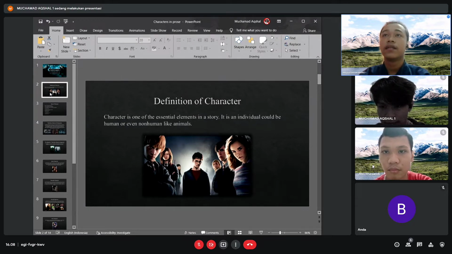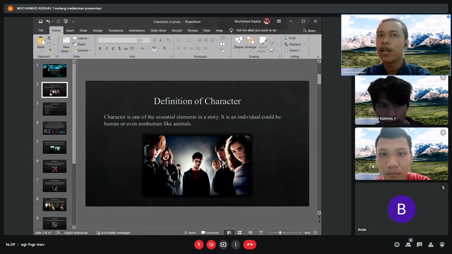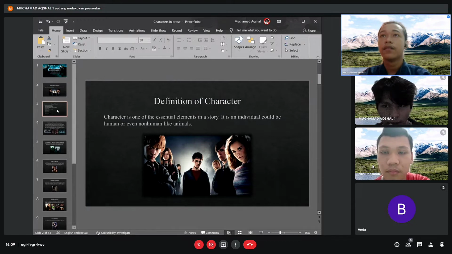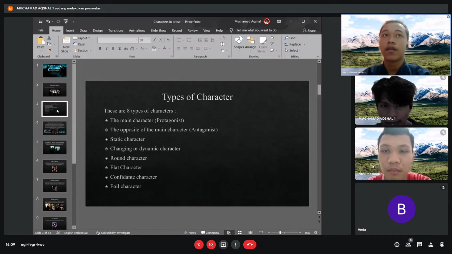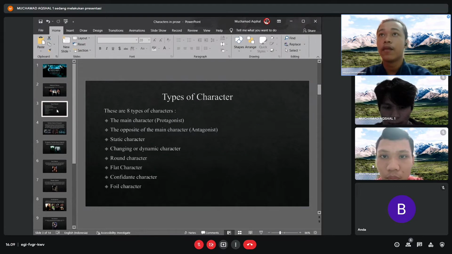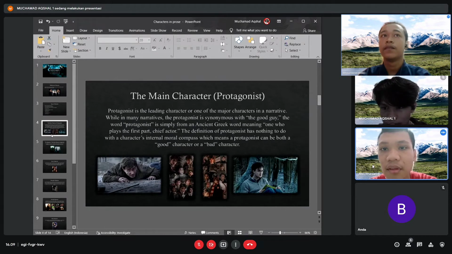These are 8 types of character, but actually you can find many more than 8 types of character, I think, on the internet. Okay, the first one is the main character or protagonist, and then the opposite of the main character is antagonist, static character, changing or dynamic character, round character, flat character, confidant character, and then foil character. And then the main character or protagonist.